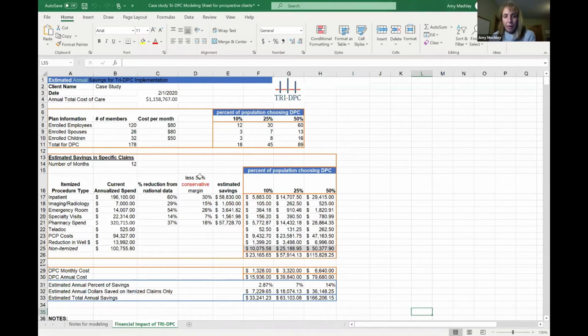Now I say, okay, let's just say that we don't do as good of a job as we've seen nationally. So let's cut that in half. I always like to do a very conservative financial analysis. So we cut that in half. Based upon 50% of what we see nationally, this is our estimated savings. Then this is the estimated savings in those areas from 10% of the population joining, 25, 50.